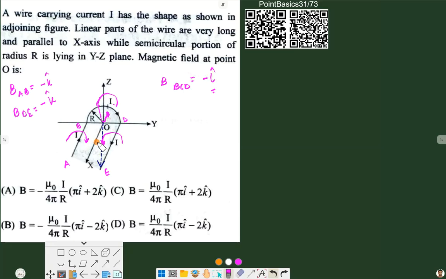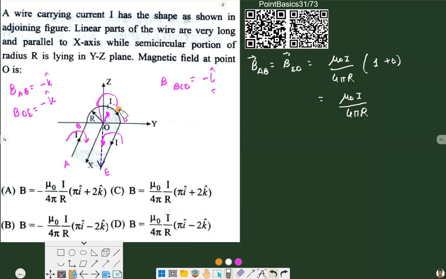Now let's find out the magnitudes of the field. The magnitude of the field for conductors AB and ED will be the same. Magnitude-wise, B of AB is equal to B of ED, and that will be mu naught I by 4 pi, the distance here is R, into sin phi, that will be sin 90 plus sin 0, that is 1 plus 0, so it will be mu naught I by 4 pi R.